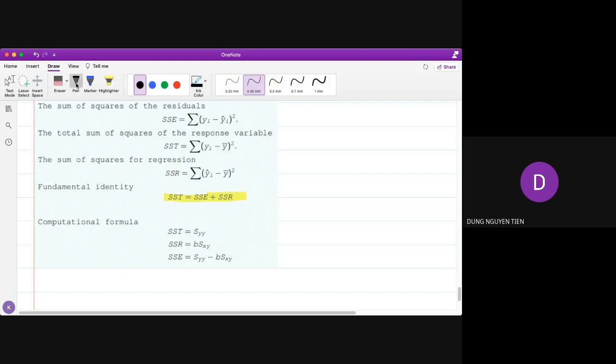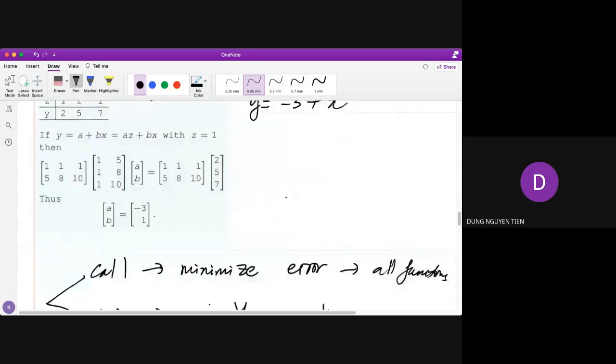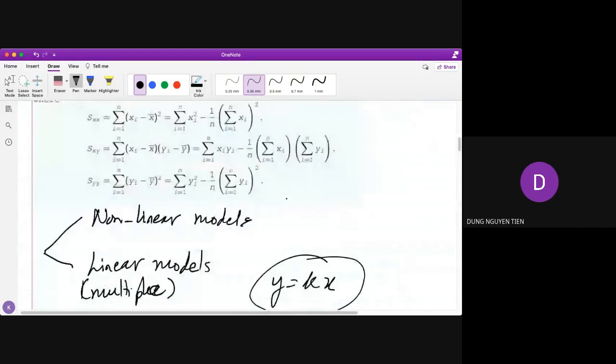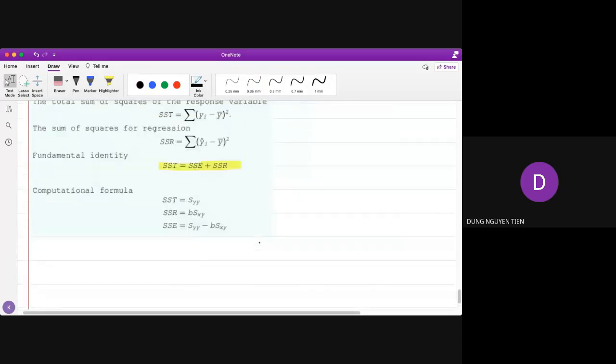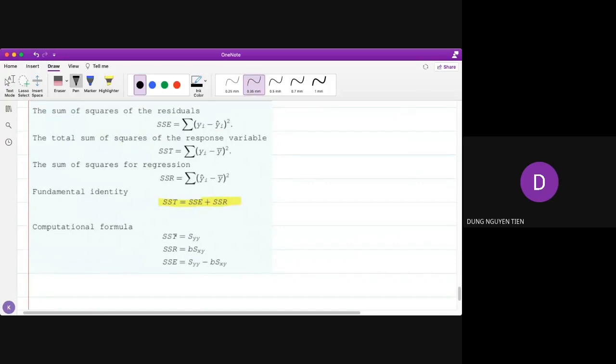Besides, if you remember what we studied last time, you should see that SYY is the sum of yi minus y bar squared, and it is equal to this. So you can use that to find the SST, because in fact SST is the sum of yi minus y bar squared, and that is the SYY.